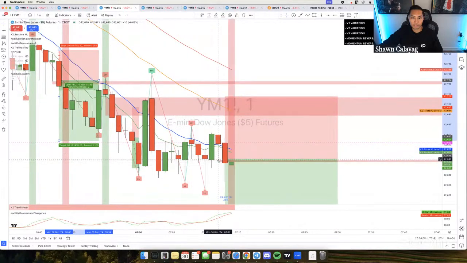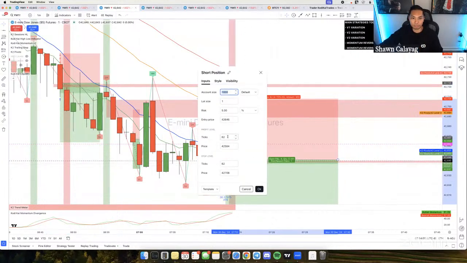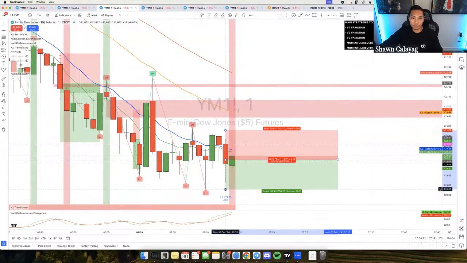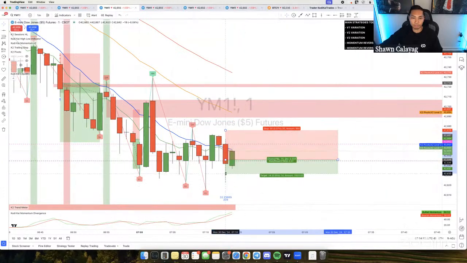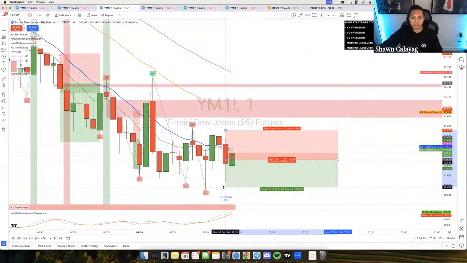Pending order would have been set right here at the lower wick of the candle, and it would have filled right here. So if you would have taken this trade, it's currently running in profit. It reached the 10 points already, so the 10-point trailing stop would have been triggered already right there. And then it would still be running to the 30 points.